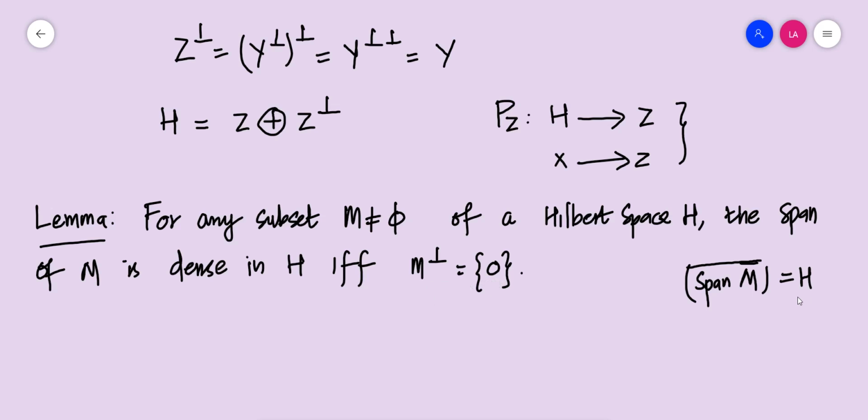Here we have to prove two things. First, assume that the span M is dense in H. Then we have to prove that M perpendicular is equal to the set {0}. And the second thing we have to prove is, if M perpendicular is equal to the set {0}, then span M is dense in H. So let's move on to the proof.